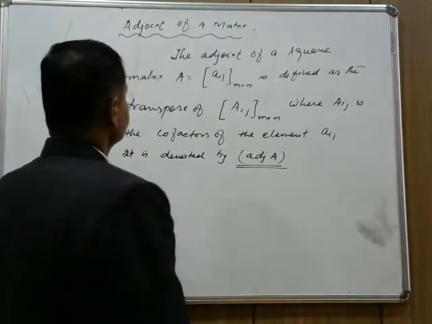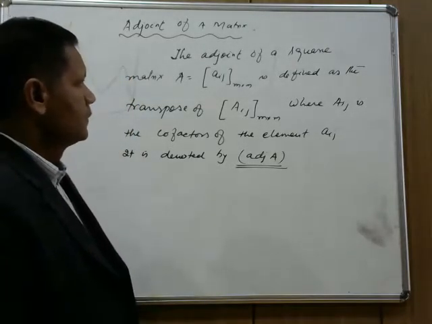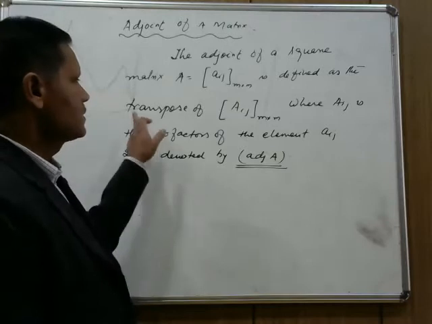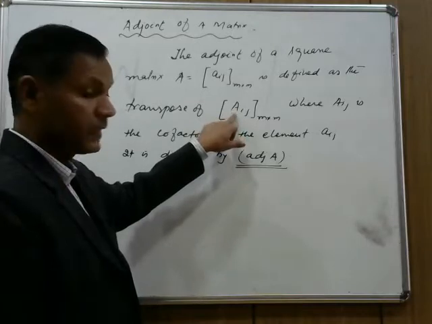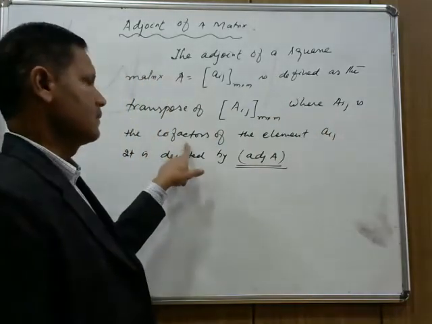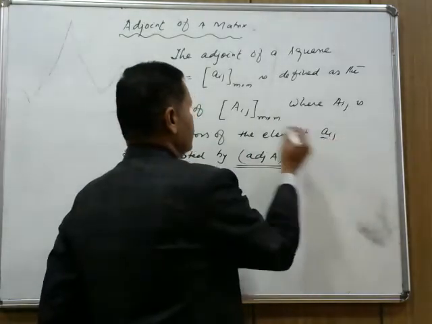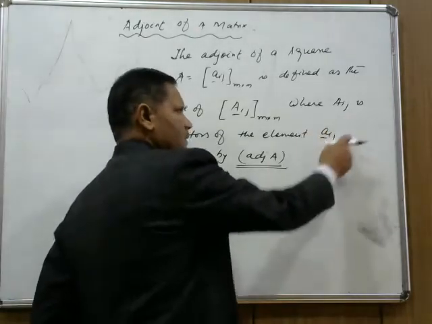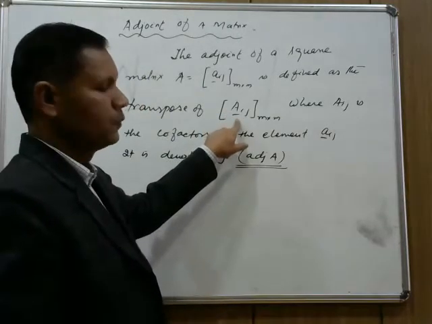Right? So now we will discuss the adjoint of a matrix. The adjoint of a square matrix A is defined as the transpose of Aij, where this A is in capital, and Aij is the cofactor of the element aij. Now see the difference between aij and Aij. The small aij are the elements of the given matrix, and the capital Aij is the what?